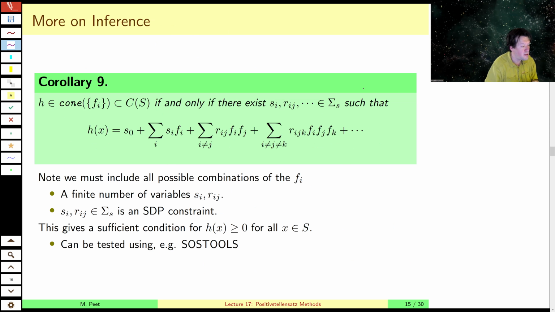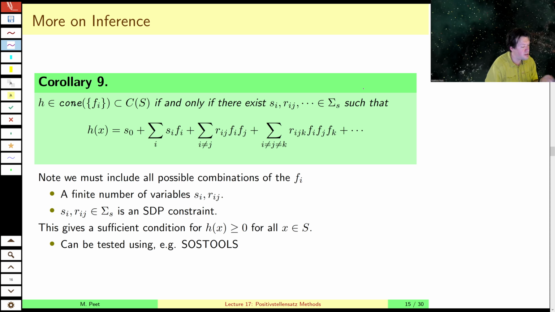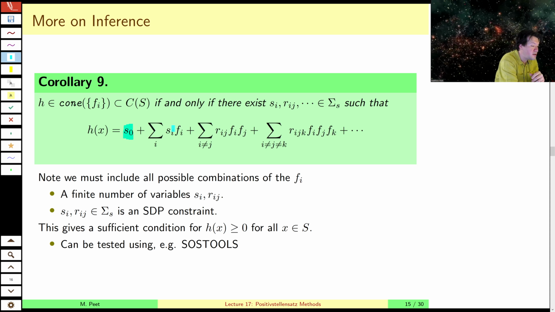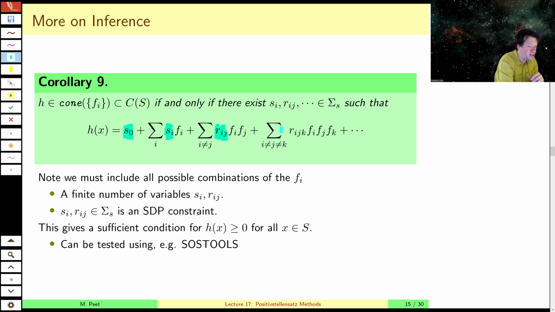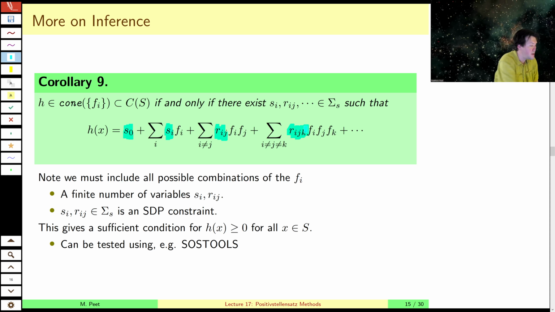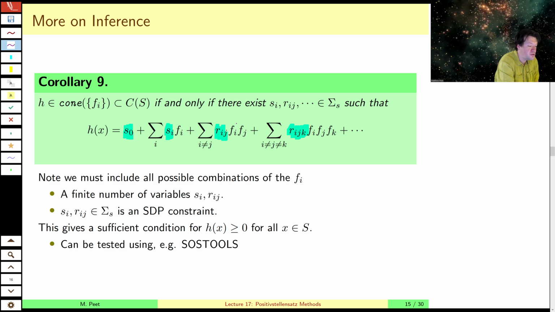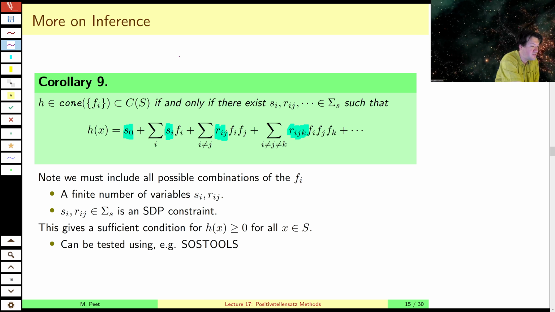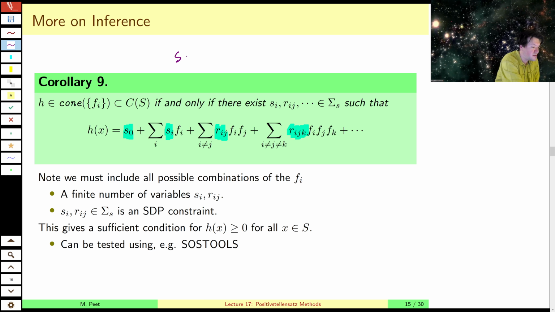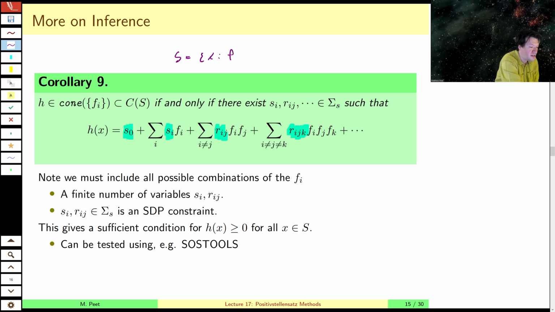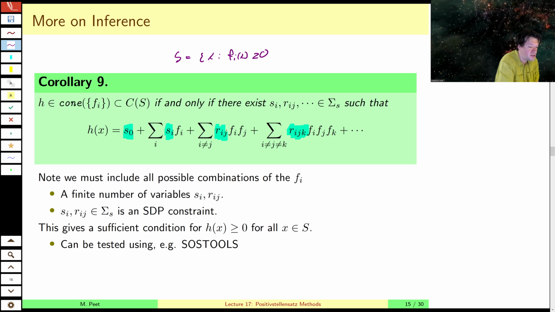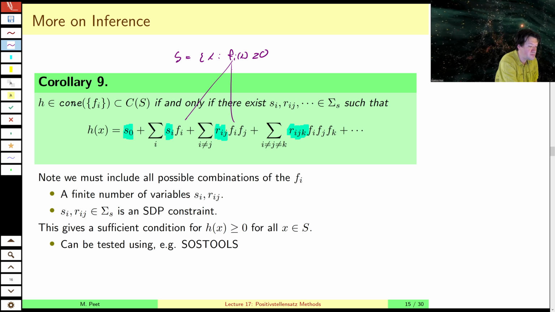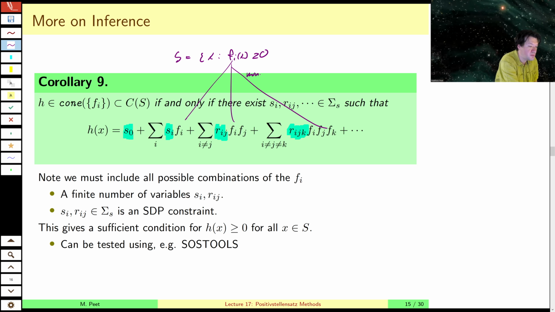Right. So if we write this out as a more SOS type result, then what we're getting here are our variables S_i, R_ij, R_ijk, where we have to include all possible combinations of the given representation of the set. So S equals X such that F_i of X is greater than or equal to 0. So we have to include all terms in the monoid, which come down here. Those come from the monoid.